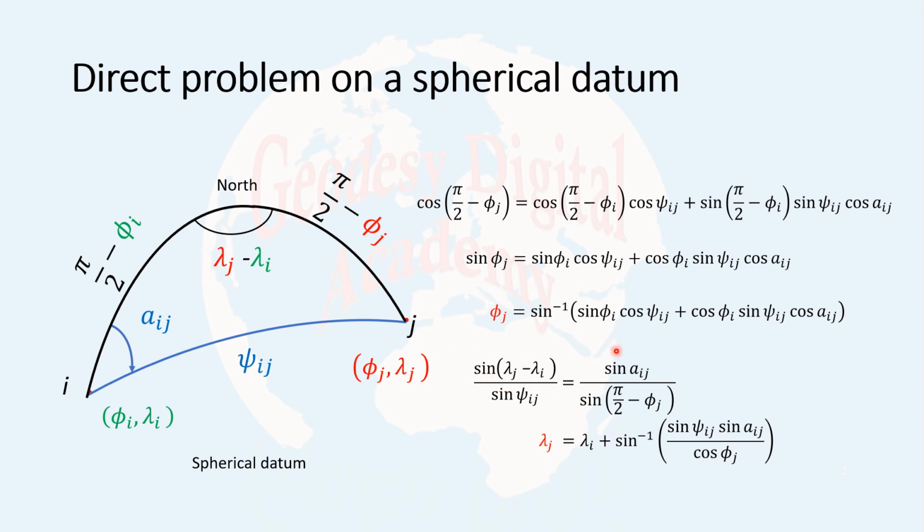So if I solve this equation for lambda j minus lambda I, take the unknown lambda to the left, we get this formula here. So I have computed the coordinates of the unknown point J. So that's the direct problem.